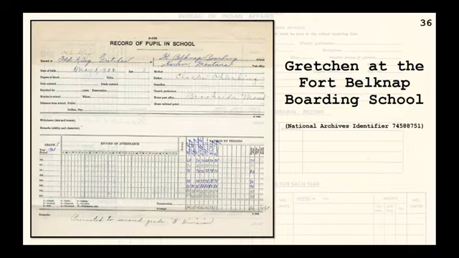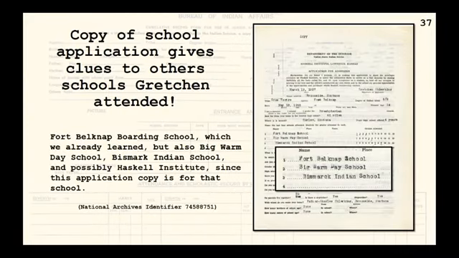Next slide, please. Slide number 37. And we also get a copy of an application to the Haskell School. Now this is the best source of seeing exactly what other schools she attended. Note how she first attended a boarding school, then a day school, before heading to a non-reservation boarding school. Now these applications are filled with genealogical information on the family, as well as personal info on the student, such as hobbies and books they enjoyed.